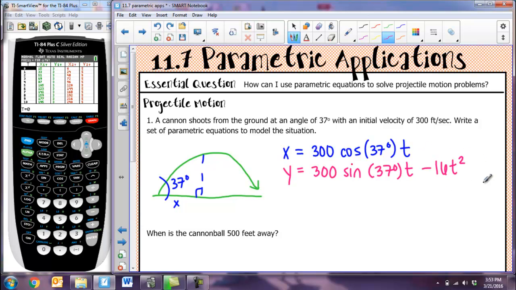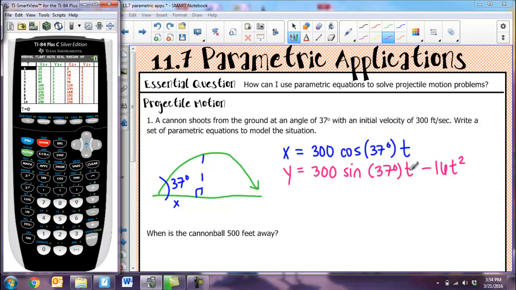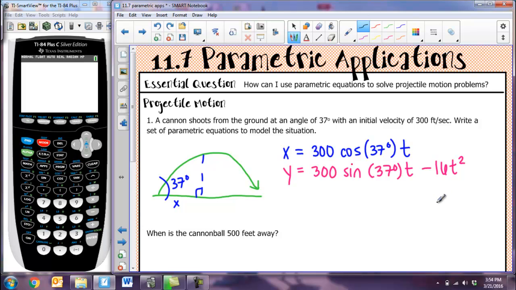This is just something that you can automatically add in. So if I'm in feet, it's going to be minus 16, and if I'm in meters per second, I'm going to use 9.8t squared. So meters, 9.8; feet, 16. Okay, but this is the set of parametric equations that would model this situation.